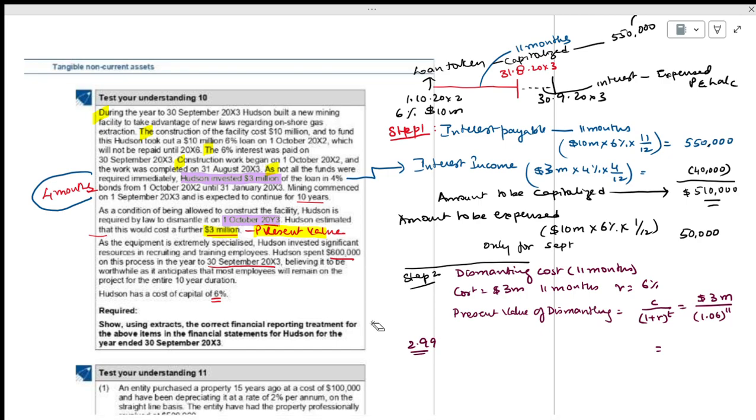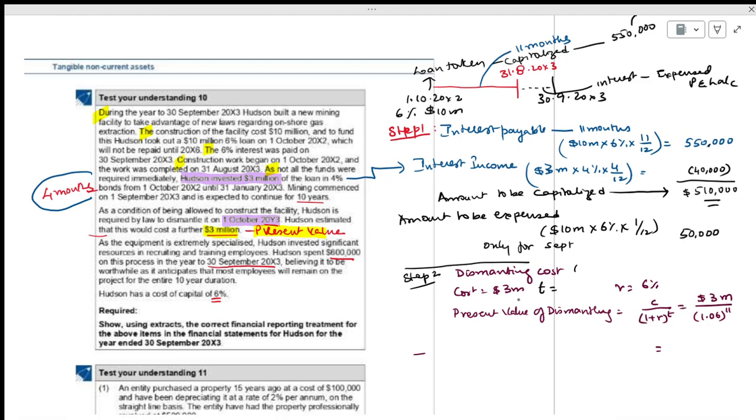It is not 2.99. 1 minute. It is the dismantling cost. T, the time. I will tell you what the amount of T is.